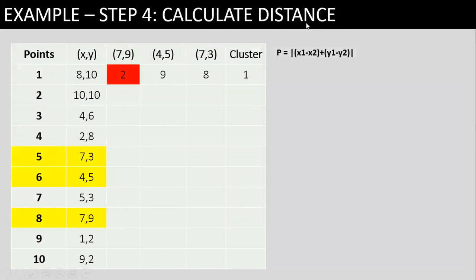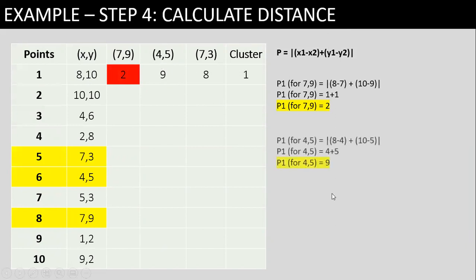Step 4 is to calculate the distance between the points and the initial centroids. The distance formula is simple. It's the absolute value of the difference between x1 and x2 plus the absolute value of the difference between y1 and y2. If we do that for the first point, where x equals 8 and y equals 10, we will have a value of 2. Then in reference to the second centroid, with x equals 4 and y equals 5, we will have a value of 9. And for the third centroid, we will have a value of 8.